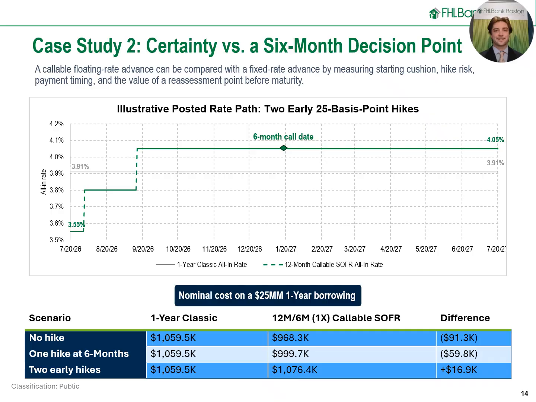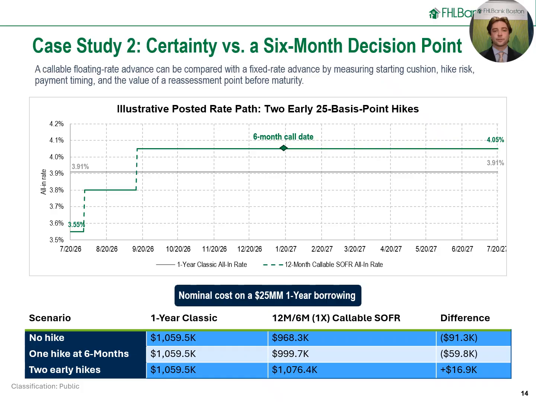The second case makes the stress tougher. We compare a 1-year classic with a 1-year callable SOFR advance with the option to call penalty-free at 6 months, using the all-in post-dividend rate. The key difference from slide 11 is timing. There, 2 hikes were evenly spaced. Here, they are front-loaded into August and September, so floating spends much more of the year at the higher rate.